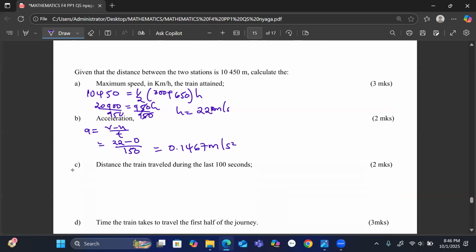Now we are asked to find the distance traveled during the last 100 seconds. So remember, it was decelerating. So we are looking for deceleration, and it is given by 0 minus 22 over what? T, which is 200. Now remember here V is 0, then U is 22. So we shall have negative 0.11 meters per second squared.